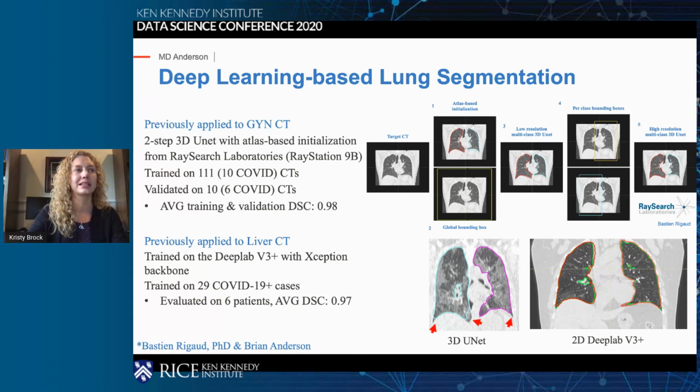This was trained on a mix of the COVID and the advanced stage lung cancer patients and then validated on a cohort of both. And both in the training and in the validation set, we saw a very high dissimilarity coefficient of the lung contours of 0.98. We also looked at this only on the COVID positive CT scans because this was a 2D model. It was trained on the DeepLab V3 Plus with an Xception backbone and was evaluated on 6 externally withheld data sets and had a very similar average dissimilarity coefficient. So you can see those results for the 3D and the 2D models shown here.